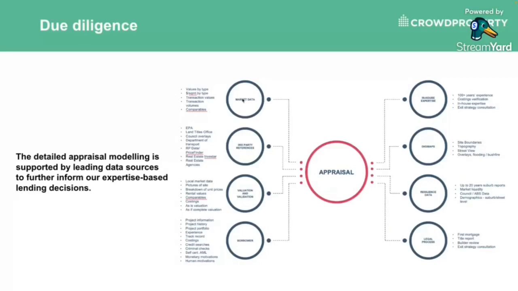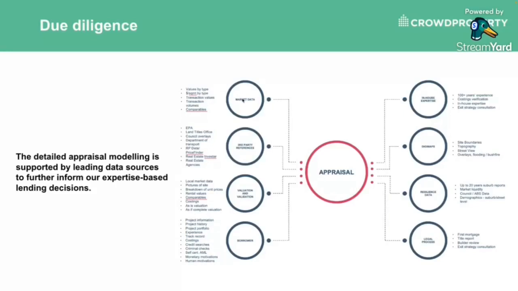And that valuation provides some insight as to what the valuer is worried about on that particular project, what the risks are. So that's good feedback for us assessing the deal. That's also good feedback for the developer getting into the deal to know that a third party has looked at it independently and has reviewed the project as well. So that's pretty much the process, right? Market data, third party references, so getting checks by other people, valuation and validation, and the borrower, project information.